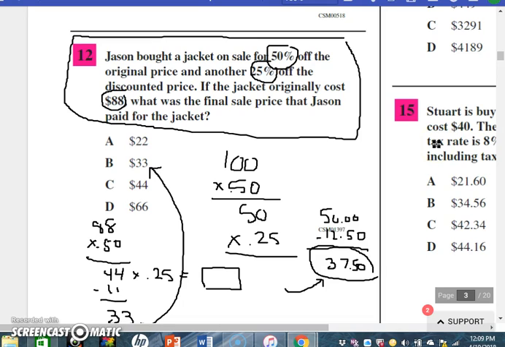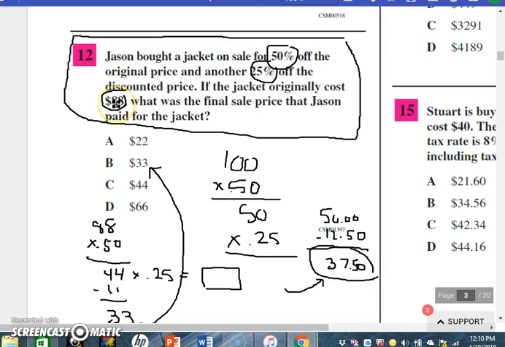Jason bought a jacket on sale for 50% of the original price and another 25% off the discounted price. If the jacket originally cost $88, what is the final sale price that Jason paid for the jacket? So let's kind of think about this. If you have a $100 jacket and it's 50% off, you're only going to pay $50. But guess what? They're going to now mark off another 25%. And I believe that's $12.50 off the $50. So ultimately, what you would pay for this jacket is $37.50.